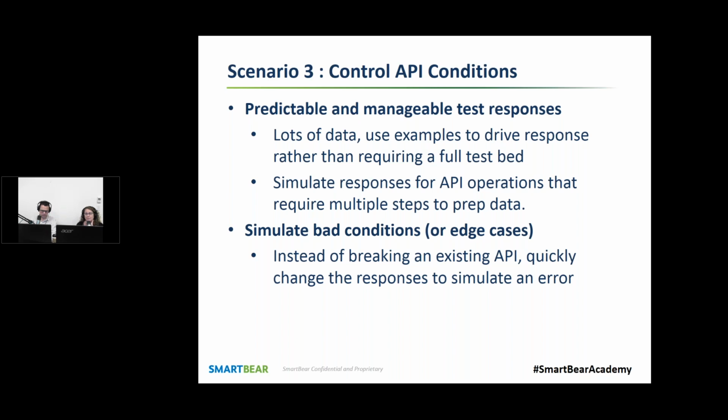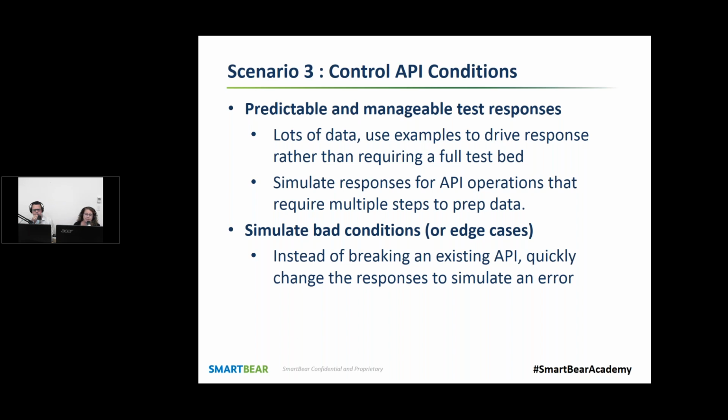One of the other reasons that people virtualize APIs or services is to control the conditions, the responses that we get back. In a lot of scenarios, people have lots of data, and this allows you to drive responses with lots of data versus having to use a real full test bed. So we might have a customer database that has 20,000 users in it, and do you really need the customer database of 20,000 users, or could you use a smaller subset of that?